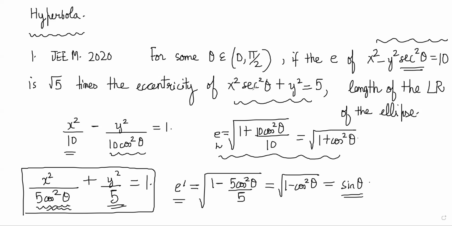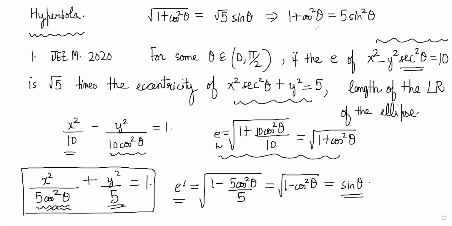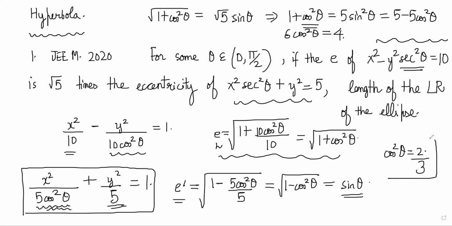Okay, so what we are getting is root over 1 plus cos square theta is root 5 times sine theta. So squaring both sides, 1 plus cos square theta is equal to 5 sine square theta. And we can convert this to 5 minus 5 cos square theta. You'll get 6 cos square theta is equal to 4. We are getting cos square theta is equal to 2 by 3. Okay, so cos square theta is equal to 2 by 3.